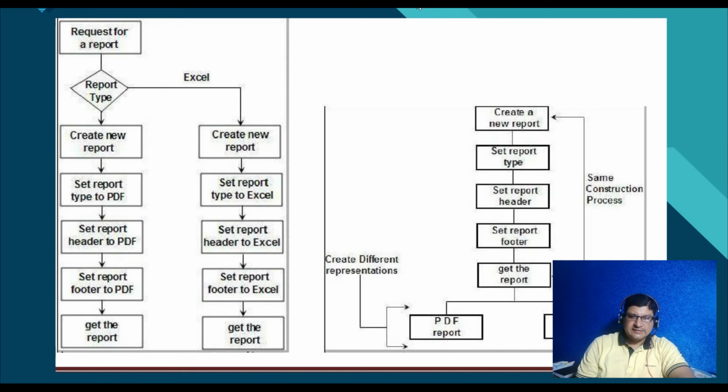Now let's see a real example of how the builder component separates the creation of a complex object from its representation. Consider we have an application where we want the same report in different formats, that is PDF or Excel. This figure shows the series of steps to achieve that. Depending on the report type, a new report is created in the desired format, but the process remains the same.